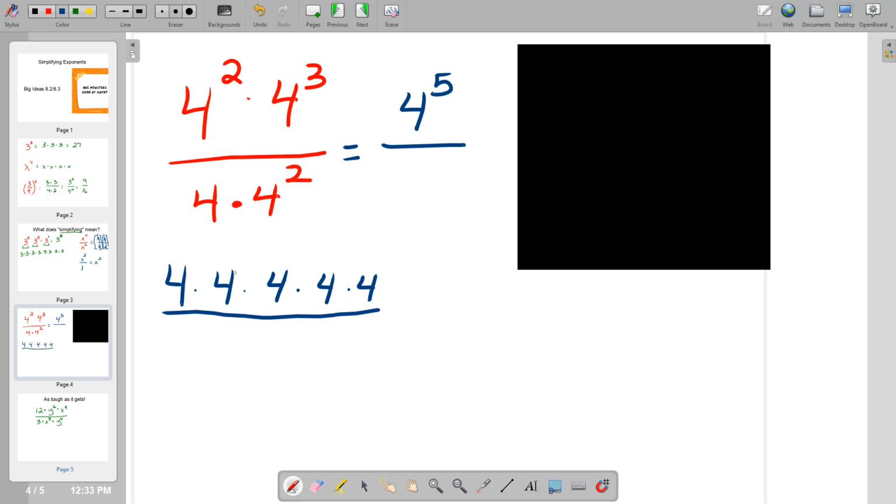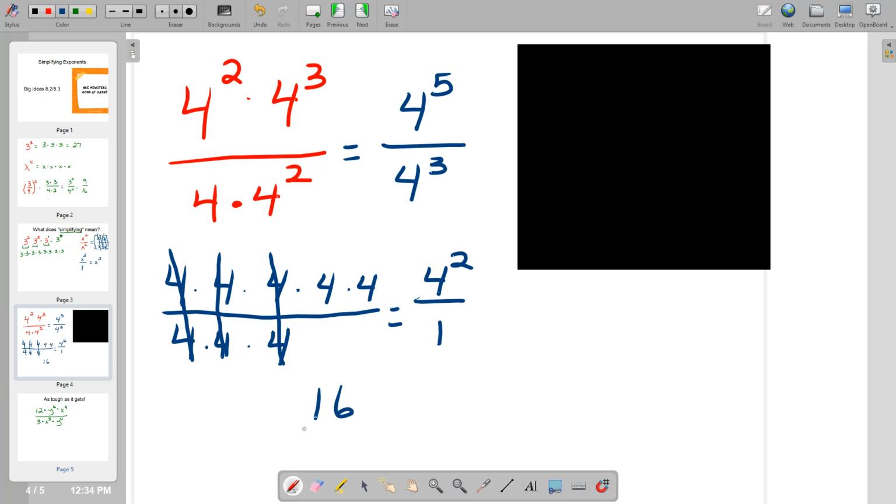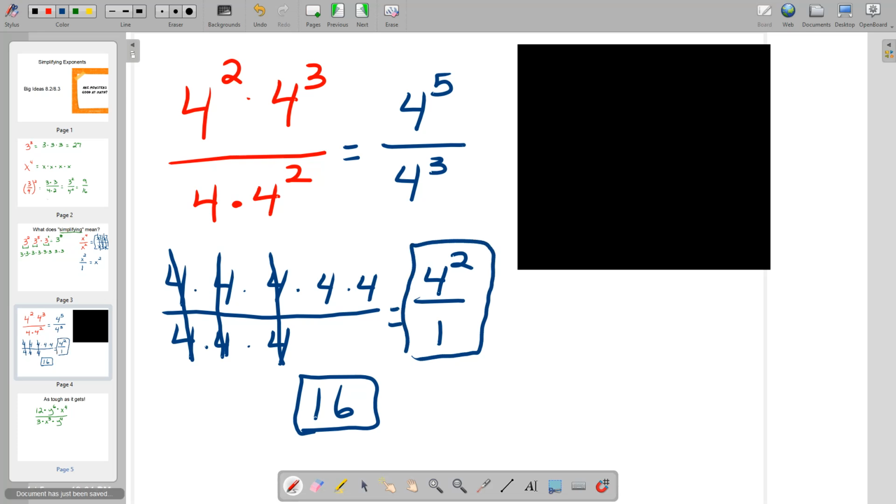Down here on the bottom, we have 1 4 here, 2 4s there. So we have 4 times 4 times 4 on the bottom, or again, the shortcut would be 4 cubed. Well, I simplify as many 4s as I can, remembering that I can only simplify the terms that are identical to each other. So on the top, I have 4 squared. On the bottom, I have 1. 4 squared is equal to 16. So our answer could be either 16, or more than likely, your answer would just be the simplified fraction.